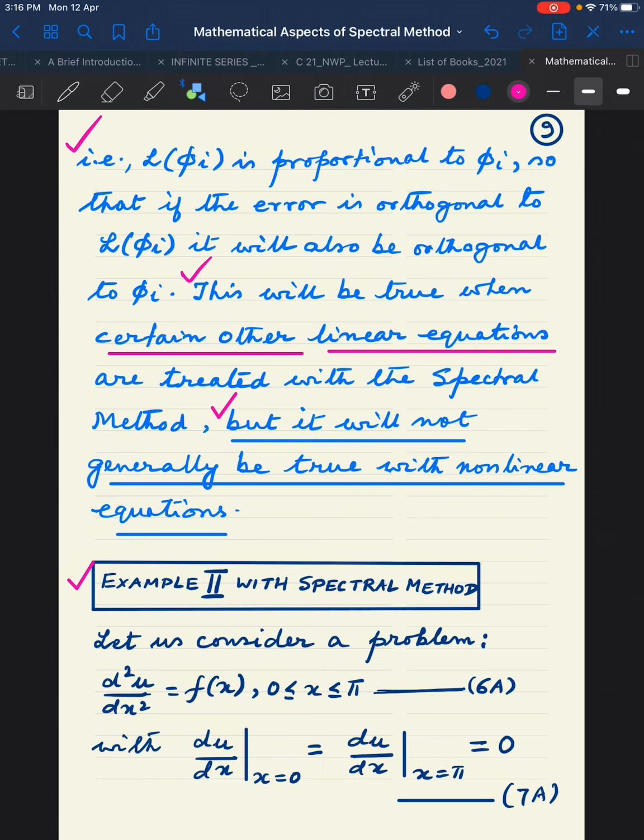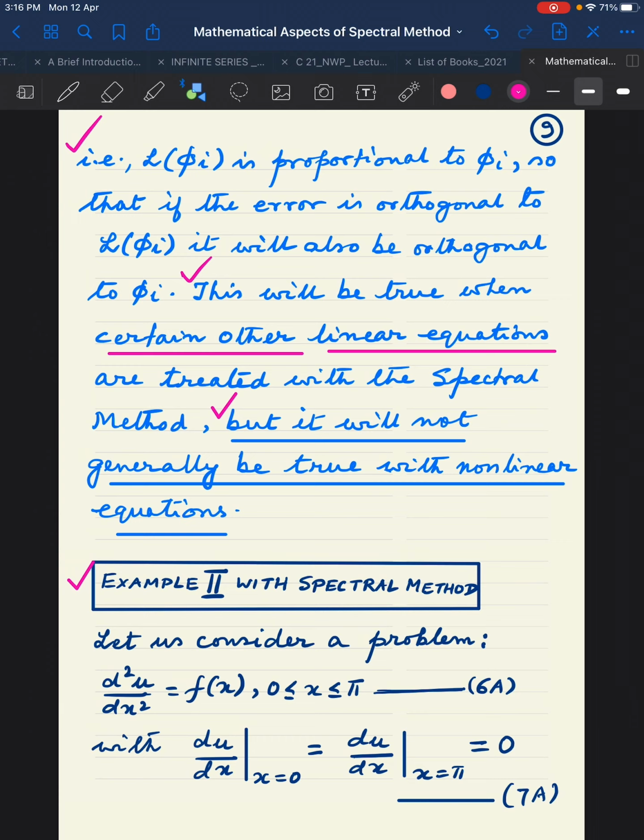Sorry for the disturbance. So let us start example 2 with the spectral method. Similar type of equation, but you see here the boundary conditions are a bit different. Here the equation is d2u/dx2 equal to f(x) in the domain 0 less than or equal to x less than or equal to pi. I have named it 6a because our first problem was 6.